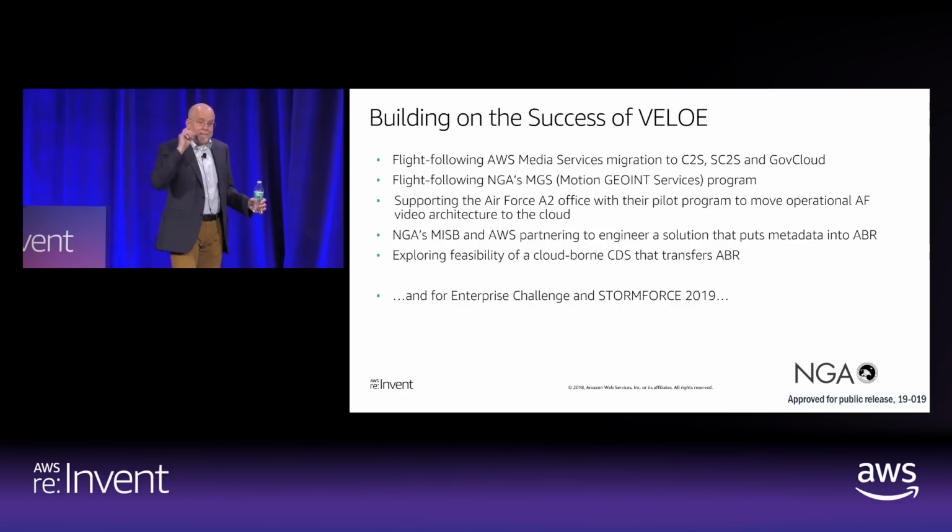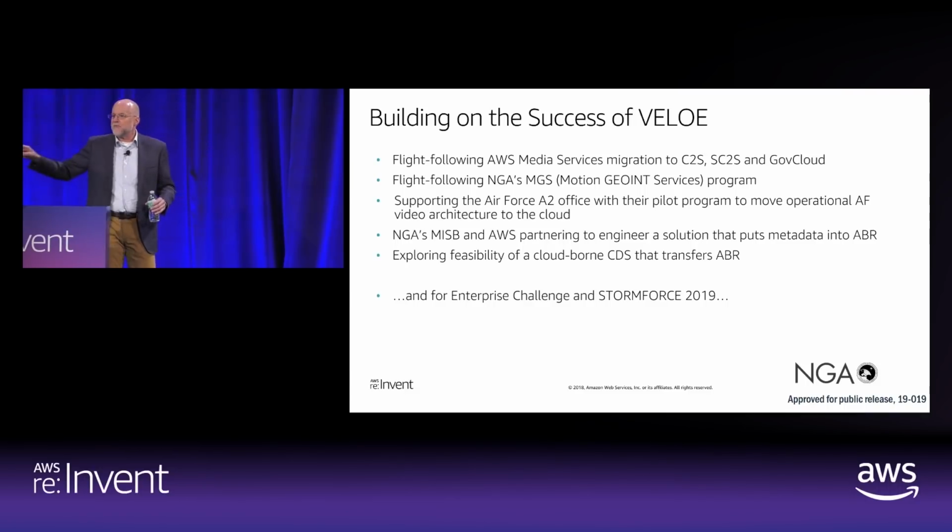Well, we got the MISB, the Motion Imagery Standards Board, also owned by NGA. They're equally brilliant people, but on the 7th floor, working with AWS Elemental engineers who authored and presented a proposal for putting metadata into ABR. Go home and think about that. This is probably one of the most important points on this slide. Think about what that will enable you to do.